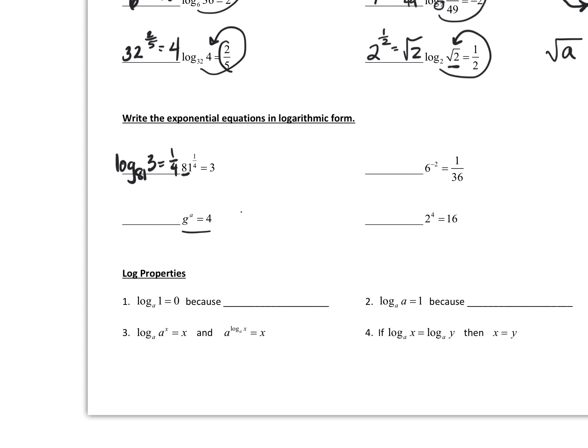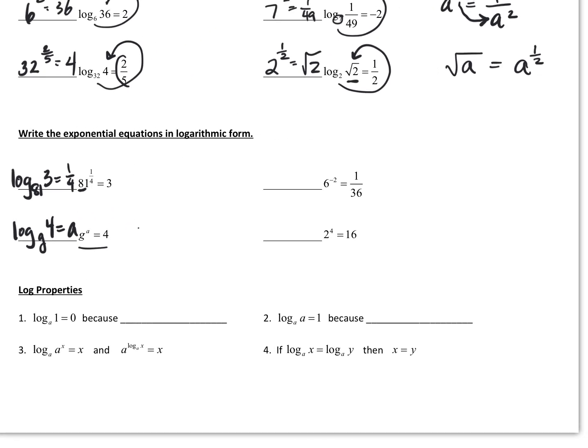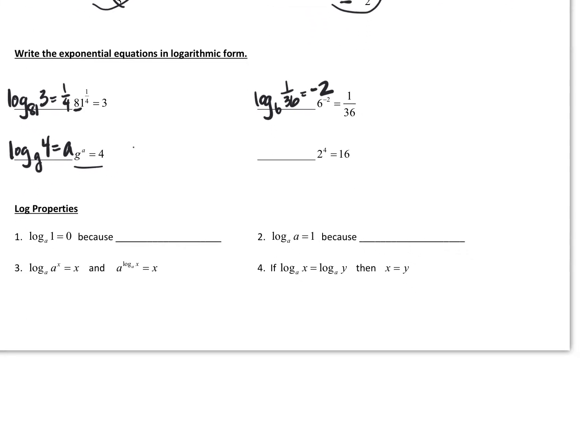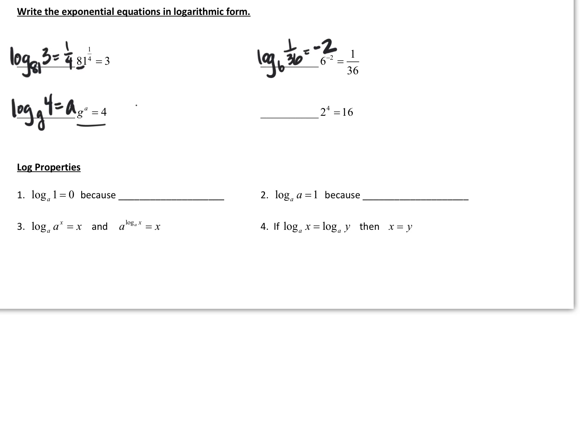So what about this guy? Base what? Base g of 4 equals a. Good. What about this one? Log base what? Of what? Equals negative 2. You got it. So that's just rearranging. Now these properties down here are going to help you as you solve. And you're going to find if you know your properties, you don't need a calculator. That's the purpose of this lesson, okay?